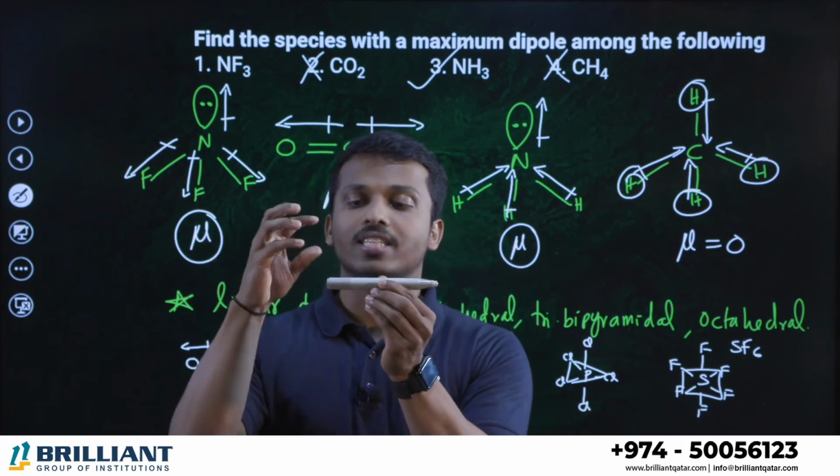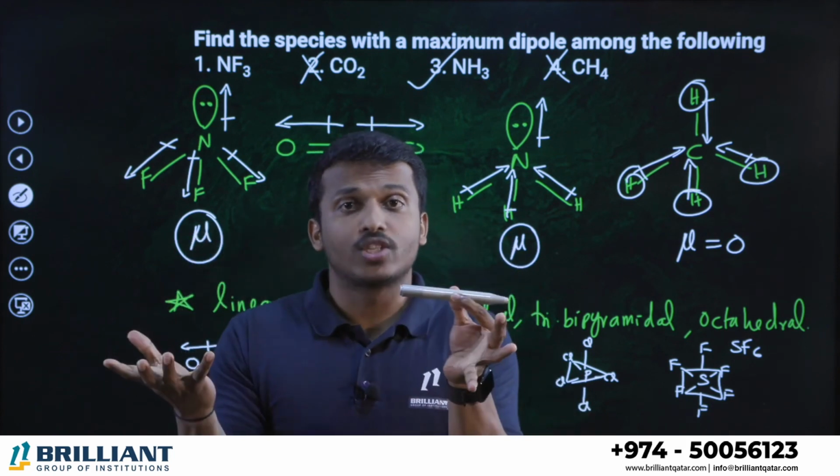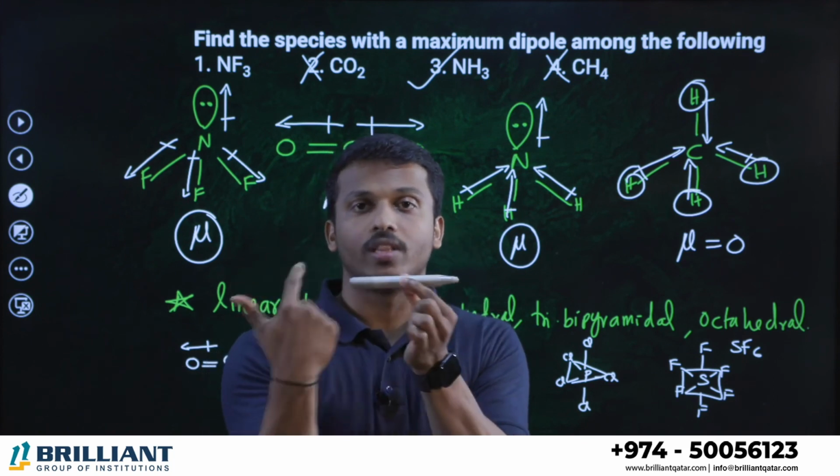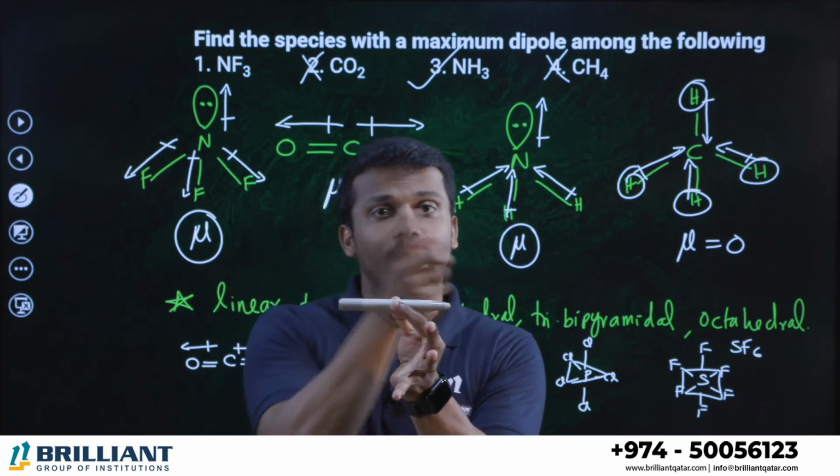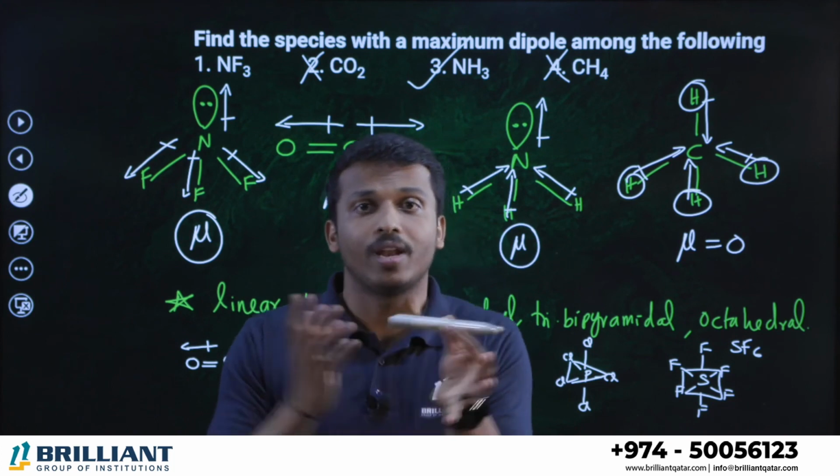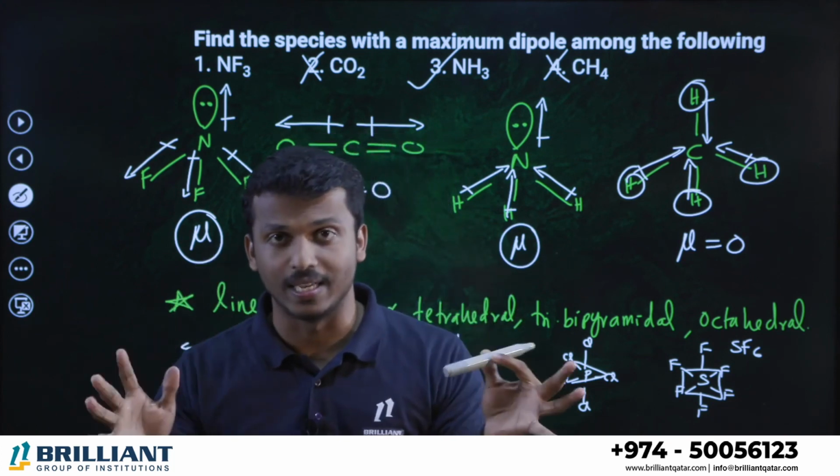See, this bond is connected to hydrogen and hydrogen. There is no change in electronegativity between these two elements. So can we draw an arrow towards any particular element? No. So the dipole moment is 0.